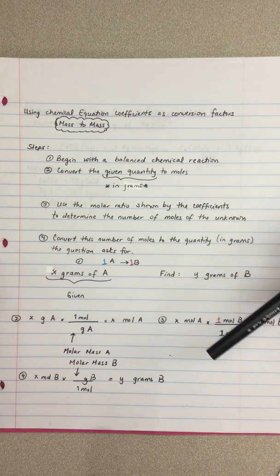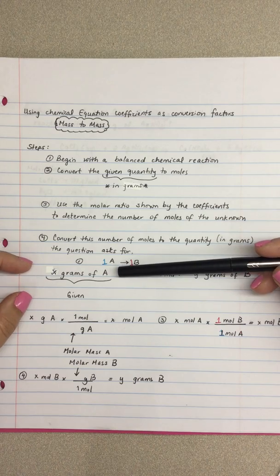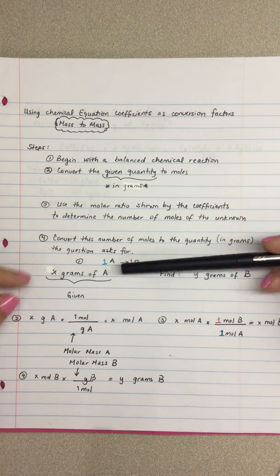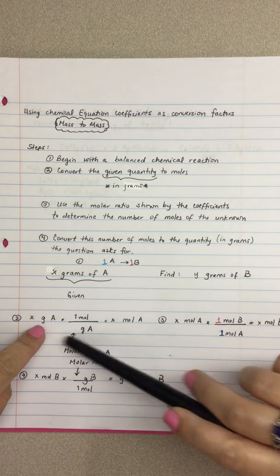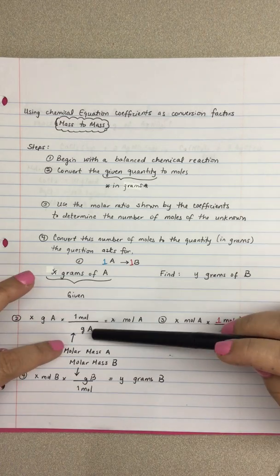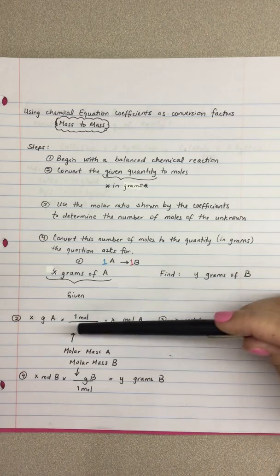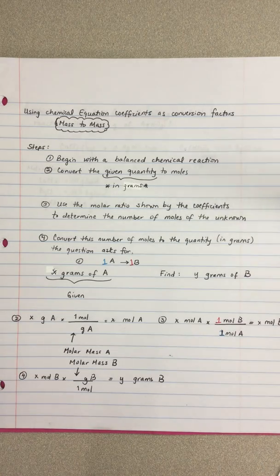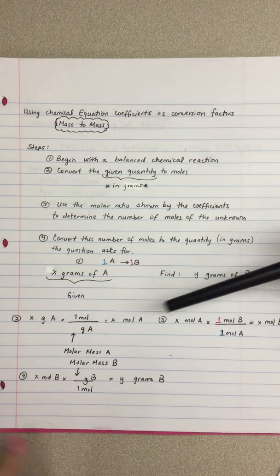So you have your balance equation. The given amount is X grams of A, so I have here X grams of A, and I'm converting that to moles of A by dividing by the molar mass of A. You don't have an actual number because we don't have an actual number for A. That will give you the moles of A.